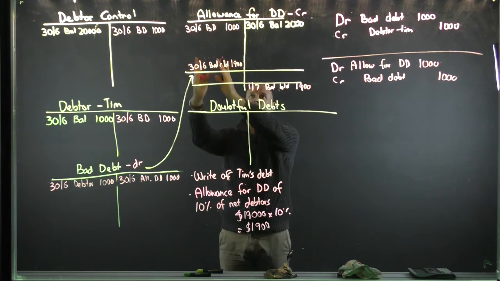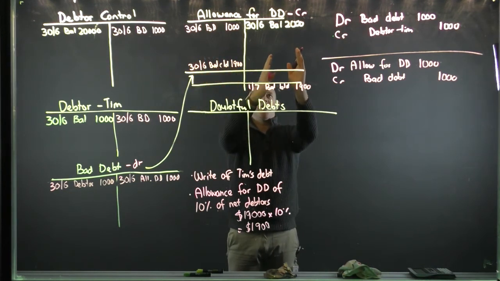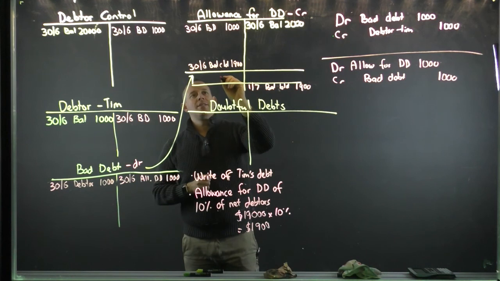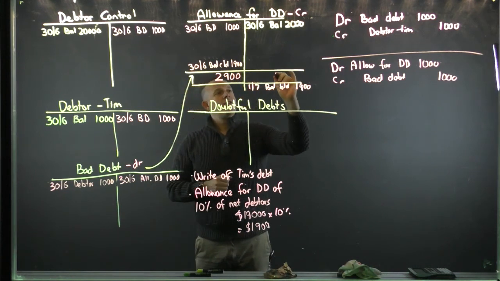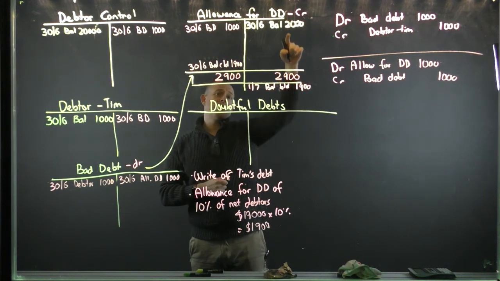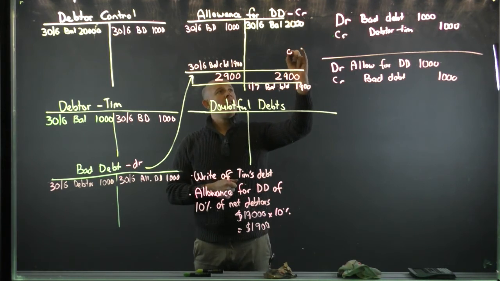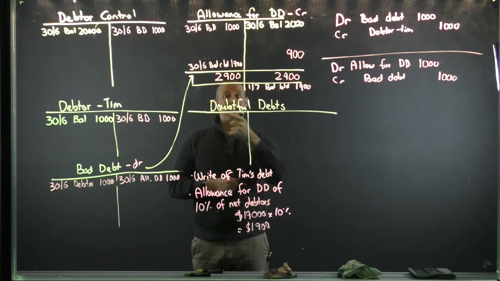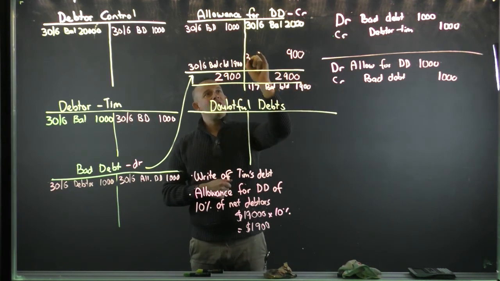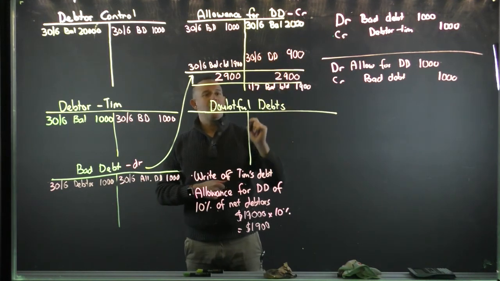Now it's a bit of a juggling act. This side has 2,900, this side has 2,000. So to balance it, we write 2,900, 2,900. For the credit side to add up to 2,900, we need an amount of 900. And that amount is what is our doubtful debt. So on the 30th of June, our doubtful debt is 900.